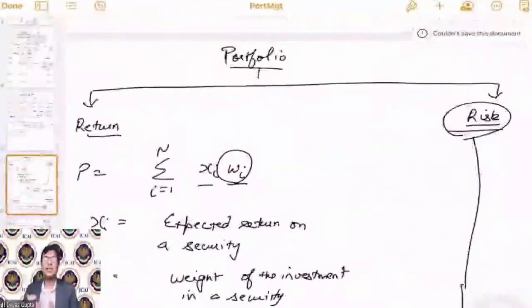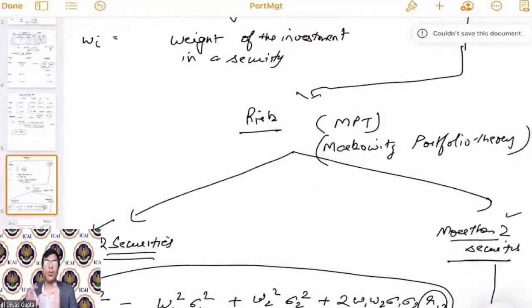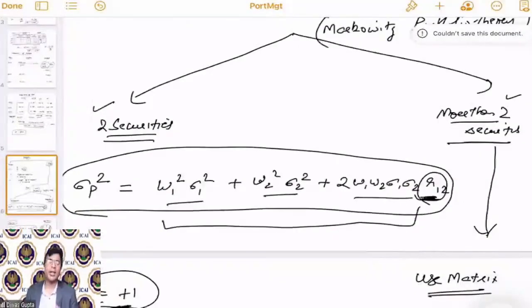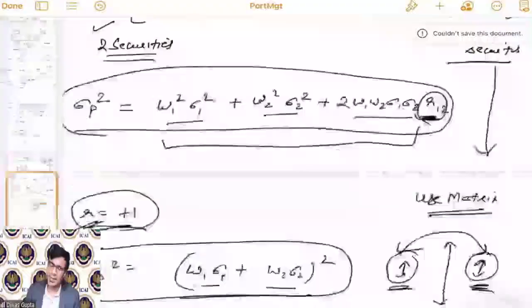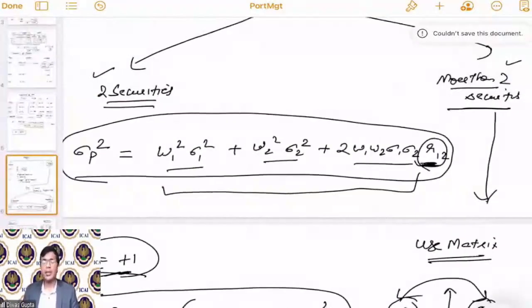Now, once the beta is done, then we started coming on to the portfolio, how to calculate the portfolio return and portfolio risk. Portfolio return is just the weighted average of the returns multiplied by the weights. And the risk in case of modern Markowitz portfolio theory, we studied that we have to bifurcate into two parts: two securities and more than two securities. Two securities we covered in the previous session with this formula, and just now we applied this formula in the question. More than two securities can be based on the matrix approach that we have studied today.